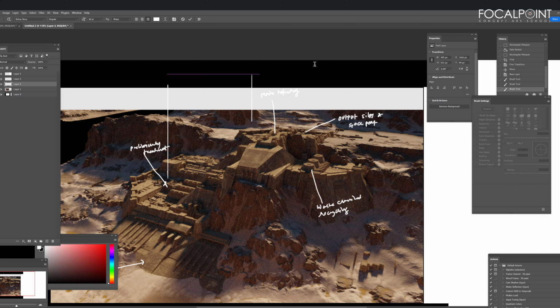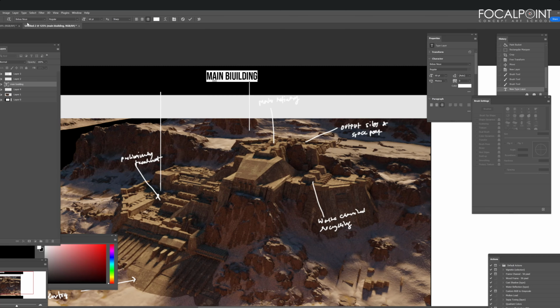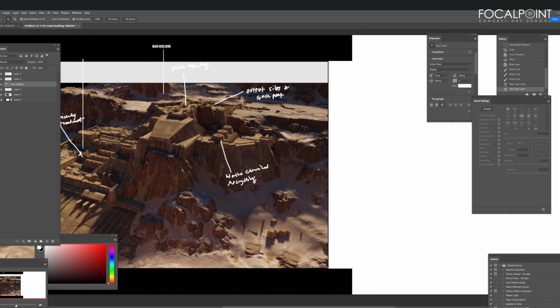So if you have a main building, just basically type it, it's going to be, of course, much more visible, right? You can keep, of course, a smaller, fine-tuned type, but it's definitely better readable than some of those bubbles on the side, right?